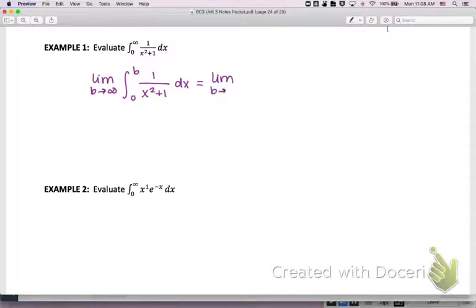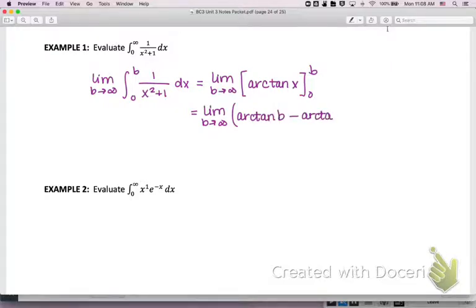So we want the limit as b approaches infinity of arctangent of x, and we want that from 0 to b. So that means that we want our limit as b approaches infinity of, now we're going to apply the fundamental theorem, arctangent of b minus arctangent of 0. And now we're ready to evaluate this limit.